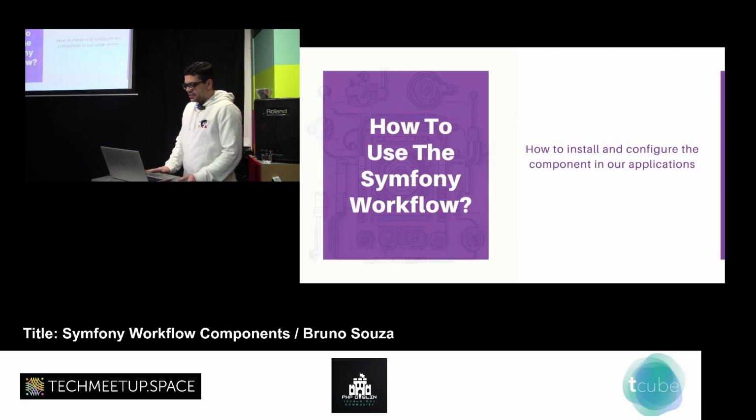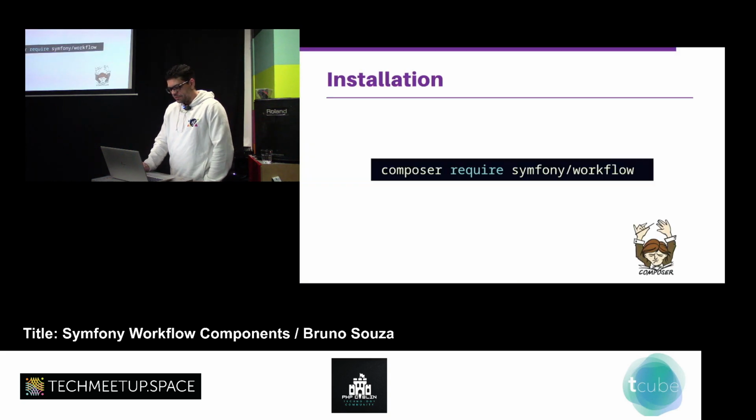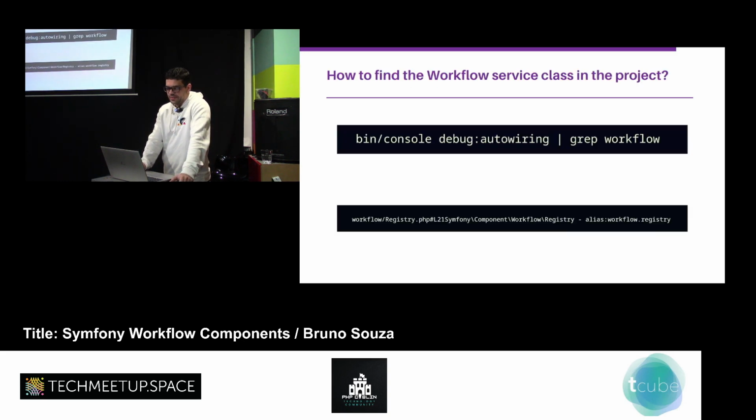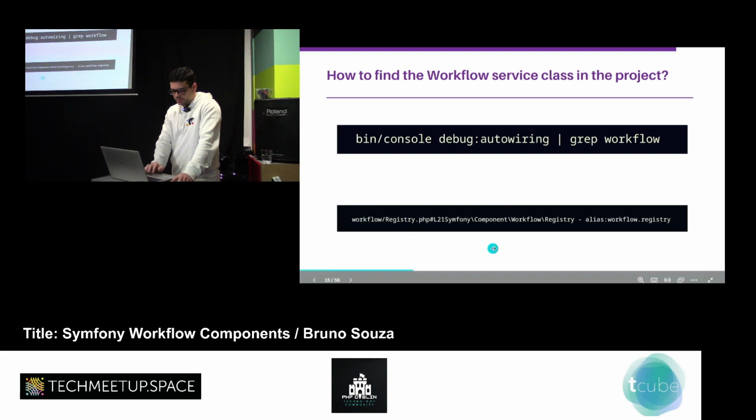So how to install and configure the component in our application. As every Symfony component, it is very easy, it's just using composer require symfony/workflow. How to find the Symfony workflow service class in the project. It's also a standard on Symfony. So you just use debug:autowiring. The pipe grep workflow is just to filter by this component, the workflow. So the result will be this line here on the bottom.